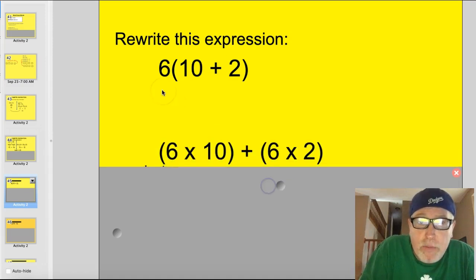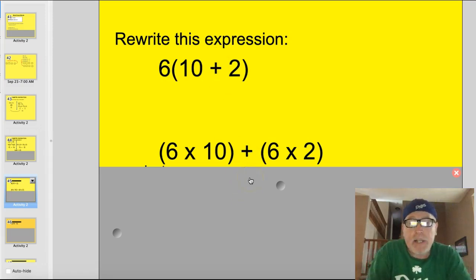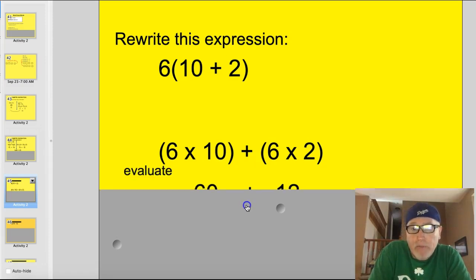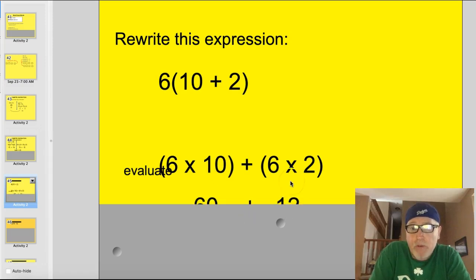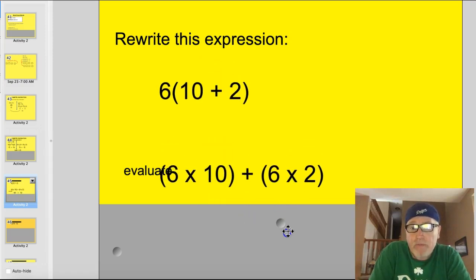So here it is. I distribute out the 6. 6 times 10 plus 6 times 2, and it's plus in the middle, so the plus comes down here. Now, if I asked you to evaluate it, we could do that too, but we'd focus on our primary target being rewriting. But to evaluate it, we'd have 60, we've got 12, and we add those together. And of course, we have 72.